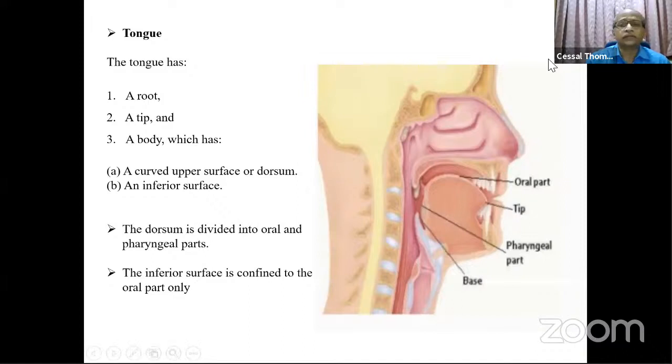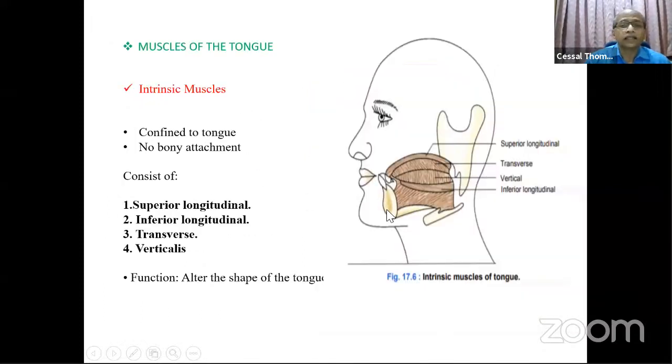So coming to the tongue, see the oral tongue, the parts, the tip of the tongue, the dorsal surface, the ventral surface, and the root of the tongue, and this is the posterior one-third, the base of the tongue. And the tongue is made up of intrinsic muscles. Four intrinsic muscles are there: superior longitudinal, inferior longitudinal, transverse, and verticalis. The intrinsic muscles don't have any attachment to adjacent bones.